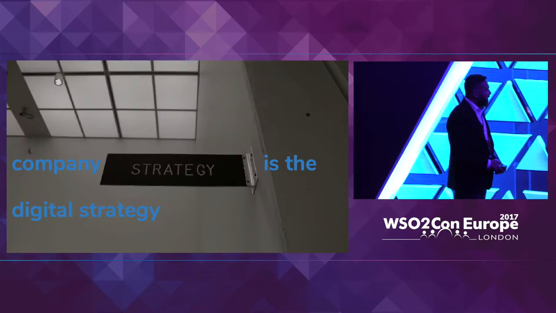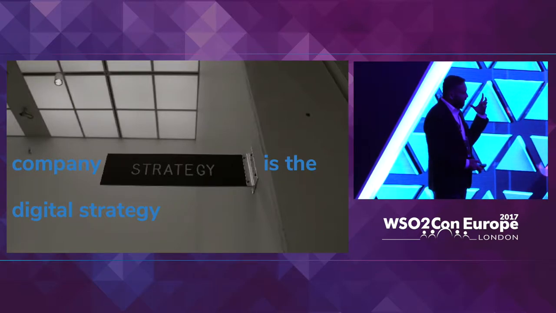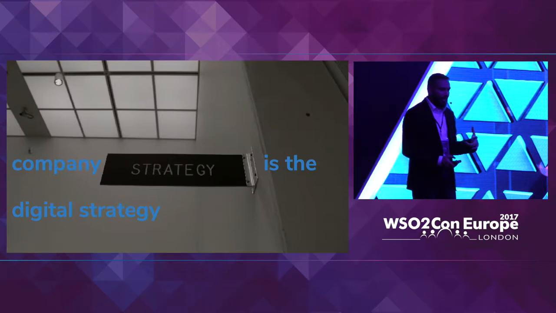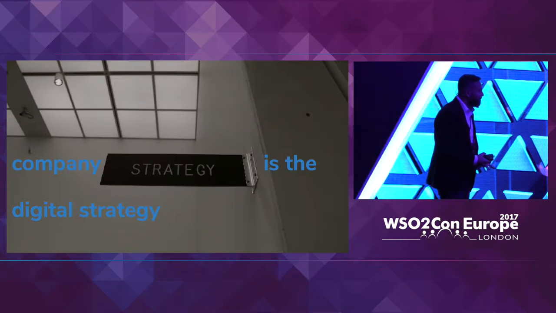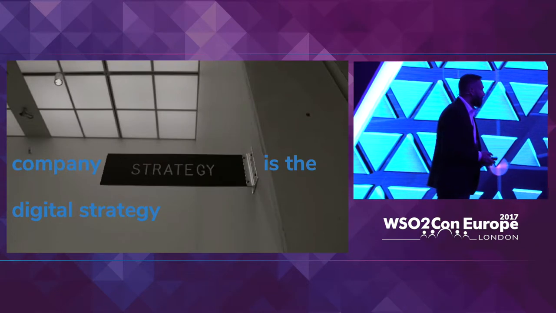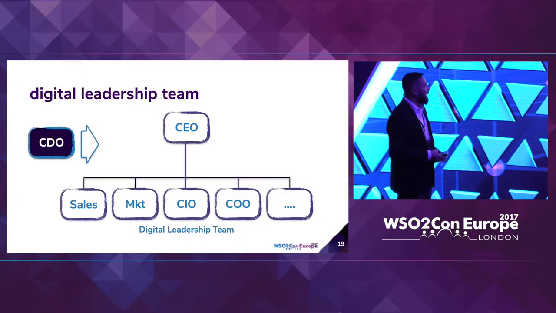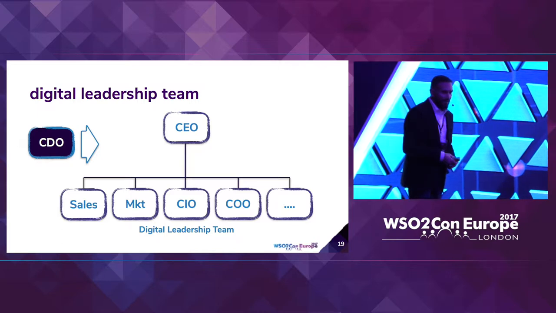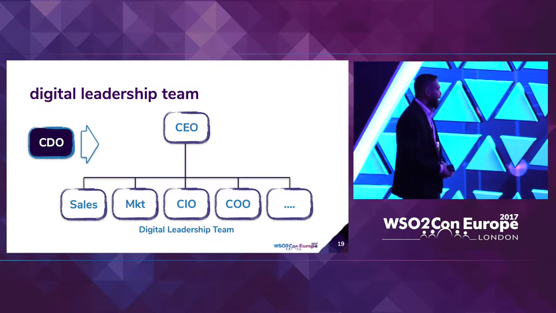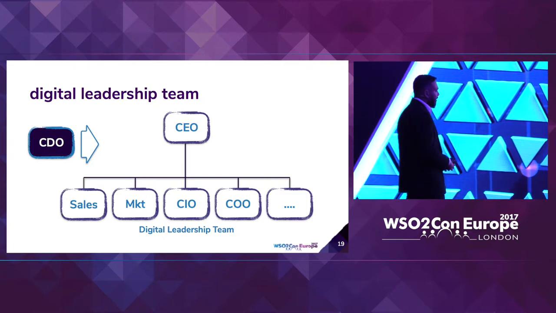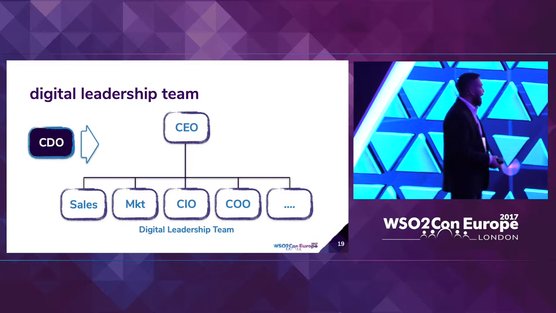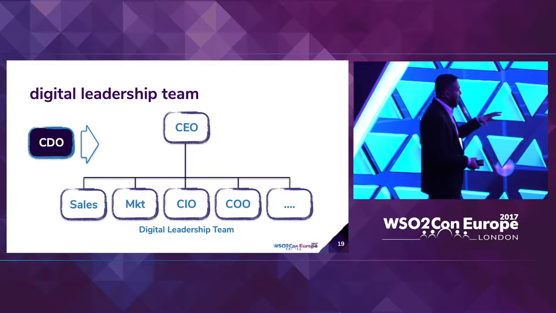So with the digital needs, most of the organizations treat the company strategy as their digital strategy, because you can't have two things, otherwise it doesn't align properly. So a new role called CDO, or the Chief Digital Officer, came into the picture. Most of the time the CDO directly works with the CEO and then gets help from other organizations.